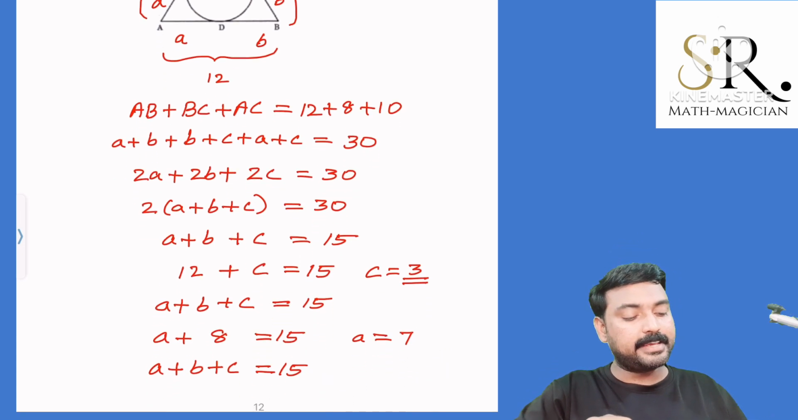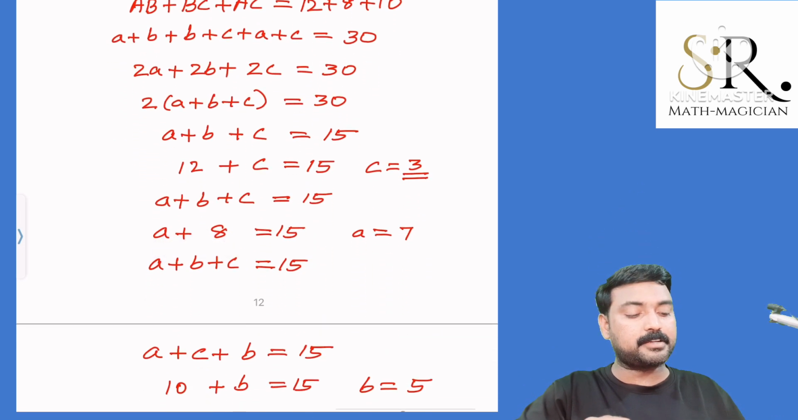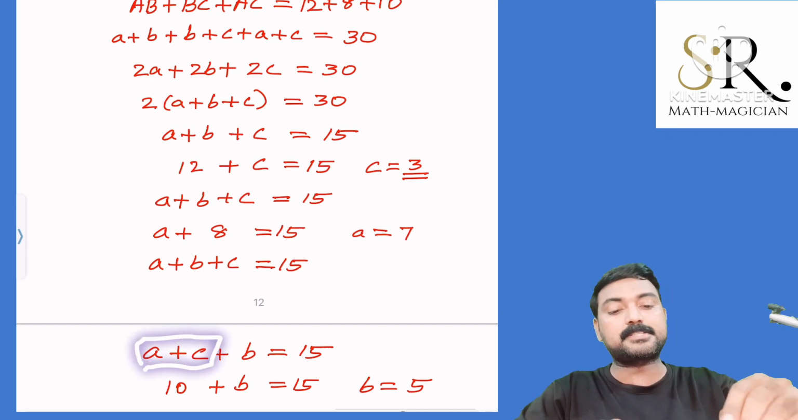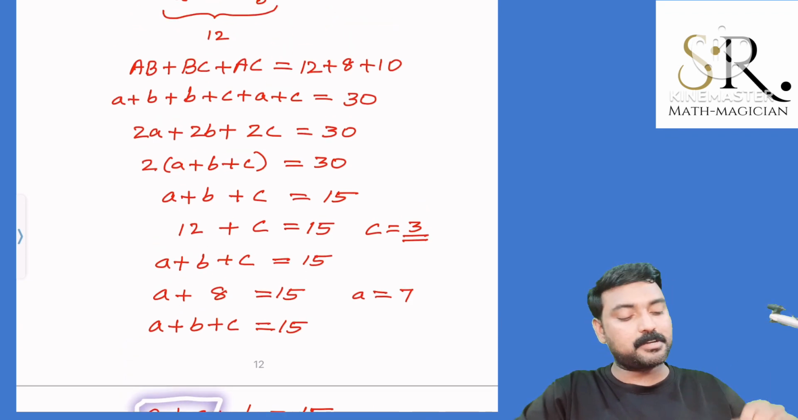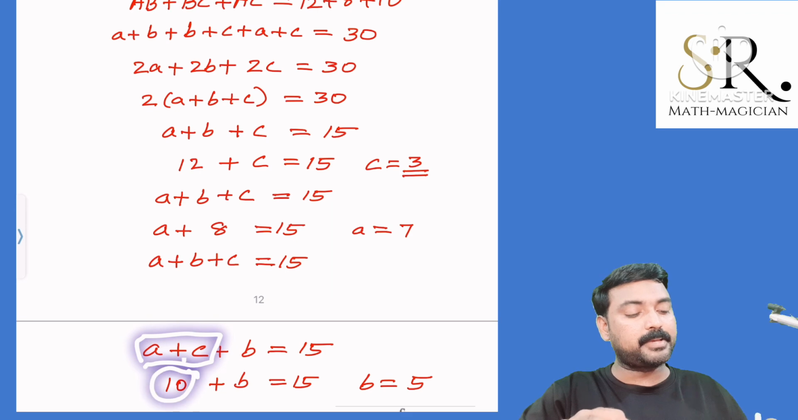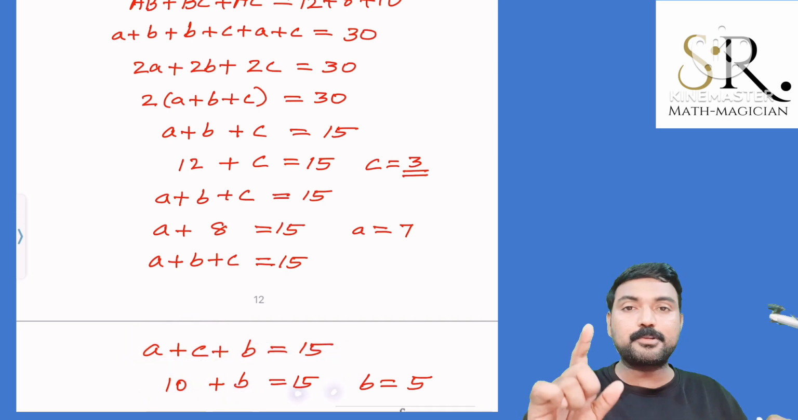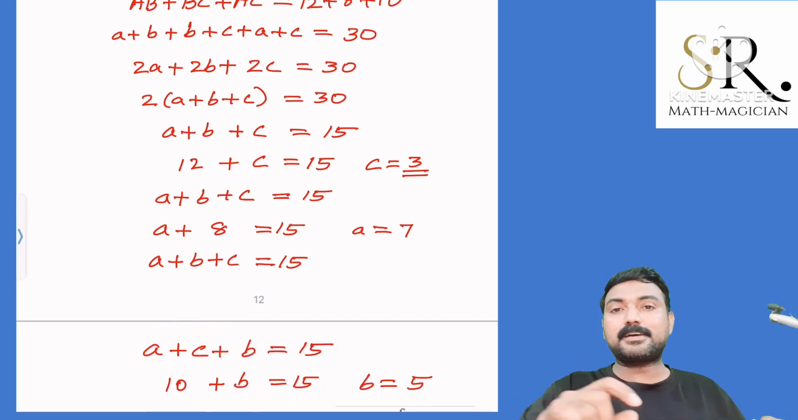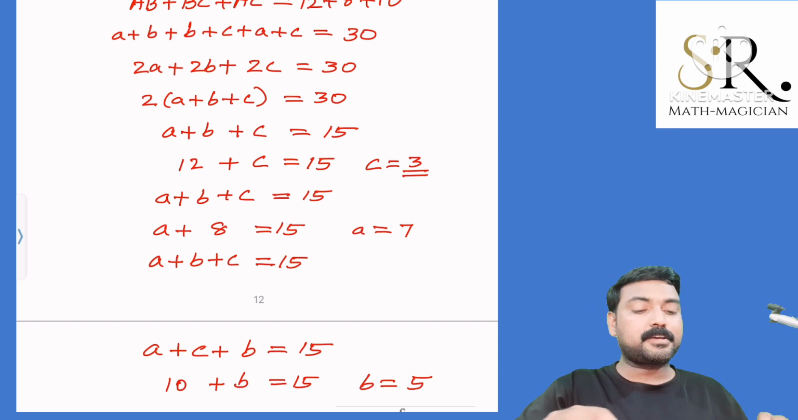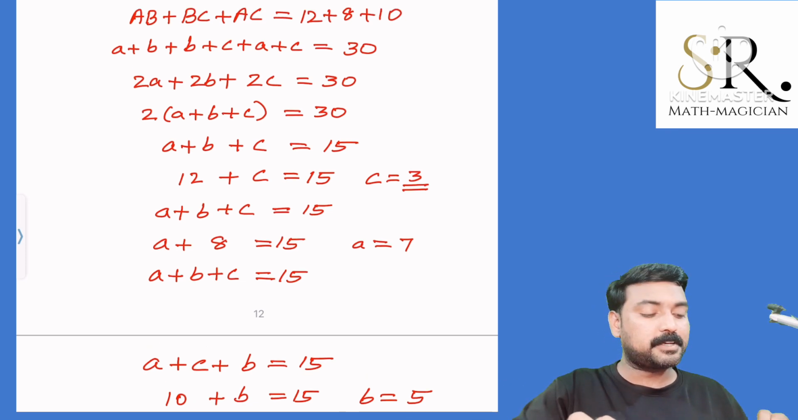Similarly, last one, a and c are there. So a and c we can write together. It will be a plus c. a plus c means that is 10. So instead of a plus c, we are putting 10. Then b is alone there. So this 10 transposed there, it will be 15 minus 10. That is equal to 5. There are some other methods also. Here it is easy for you. That's why I explained with this method.